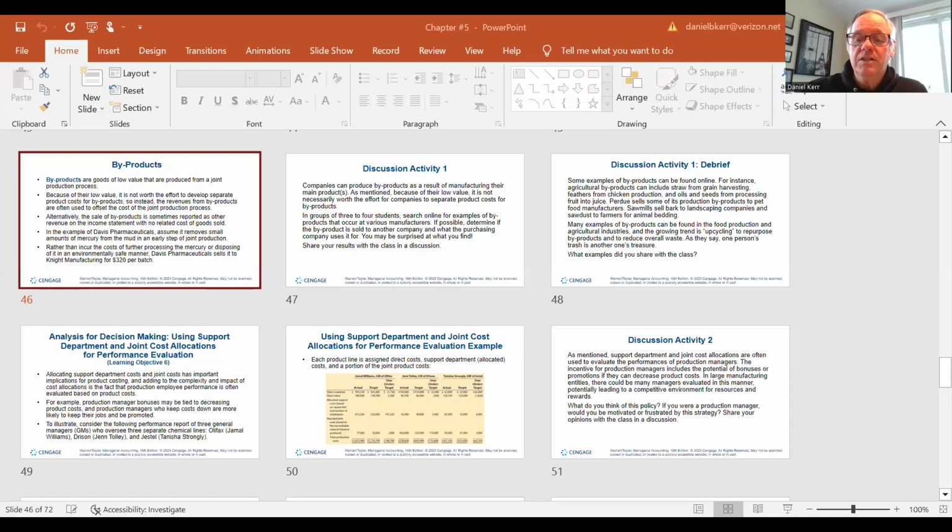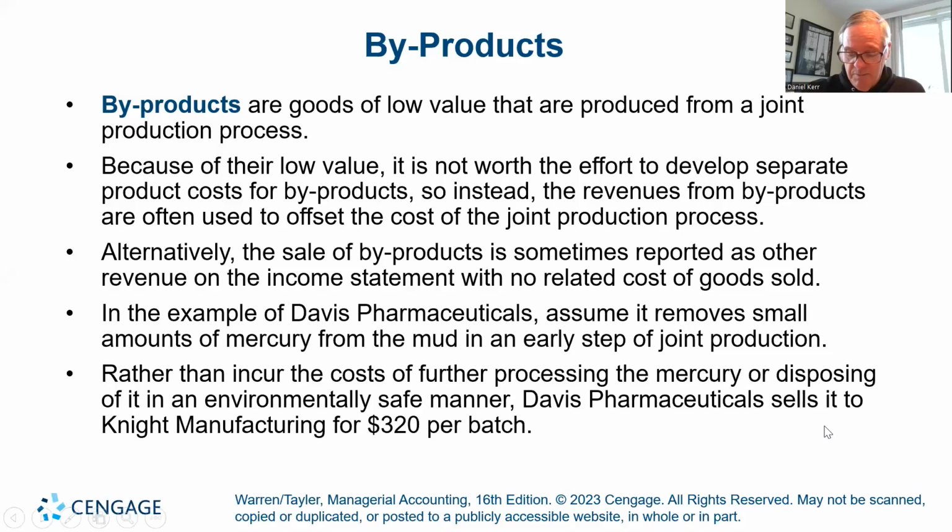So I'm going to pick up my slides for those of you who like to follow along in the slides. I believe it is slide 46, which is the one on byproducts. So byproducts are something that comes out of the production process, but is a very small value. Since it's a very small value in terms of revenues that we get, we don't want to spend a lot of time having to allocate costs of the joint production cost to something that has very small market value.